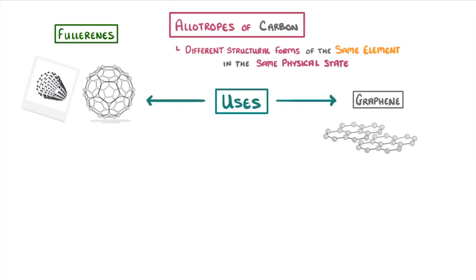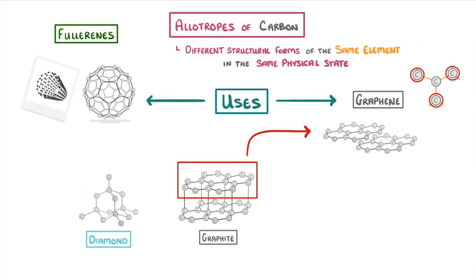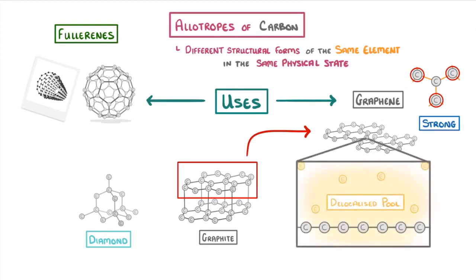In that video, we looked at the allotropes diamond and graphite, and saw that graphite is made up of lots of layers. Each of these layers is known as graphene, and their structure of multiple repeating hexagons, with each carbon being bonded to 3 other carbons, makes them really strong. And because each of the atoms donates 1 of its electrons to a delocalized pool of electrons, graphene can also conduct electricity, which makes it useful in making electronics.